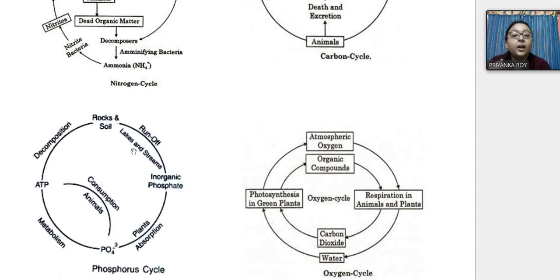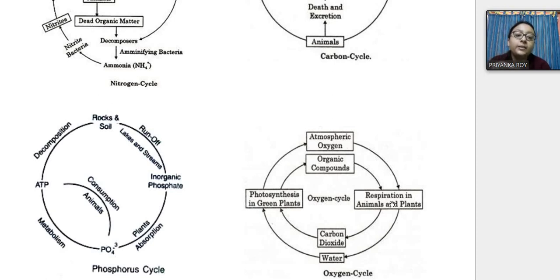Next is the phosphorus cycle. Whatever phosphorus is present in the rocks and soil gets washed off by the streams and rivers, then the water contains the phosphorus as inorganic phosphates, and from here the plants absorb these phosphates, and after metabolism produce ATP, and when the ATP is broken down into ADP or AMP, the inorganic phosphate again comes back to the soil. And from here, if the animals consume it, then it is also forming ATP, and then the cycle is the same.